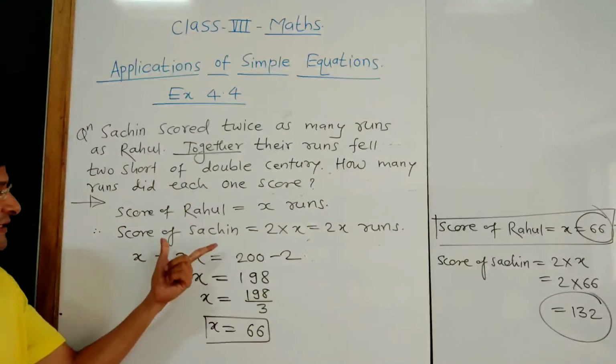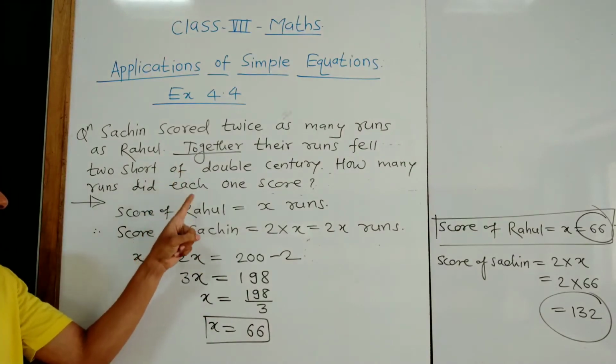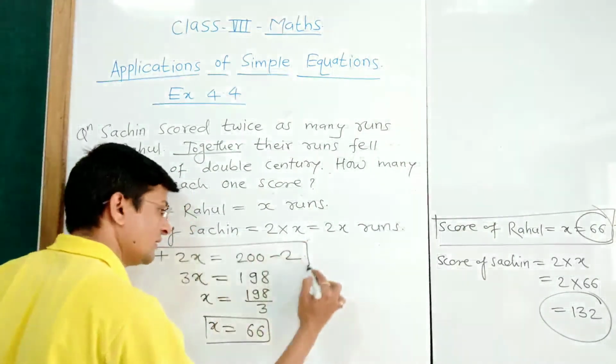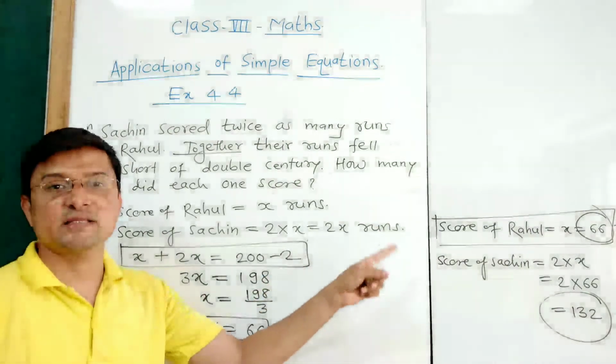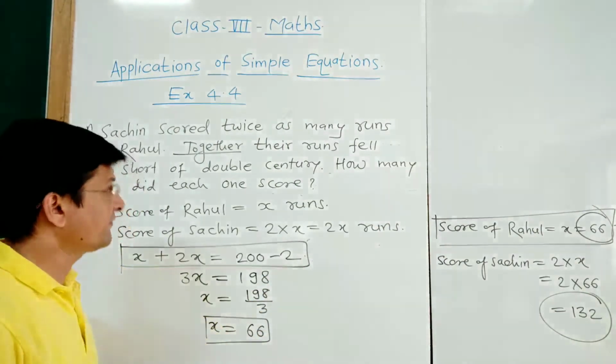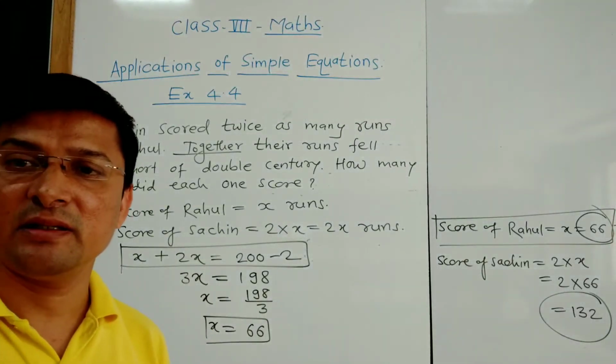In this way we set up the equation for the given word problem. This is the equation for the given word problem, and then we find the score of Rahul as well as score of Sachin. Okay. Now we will see the next example.